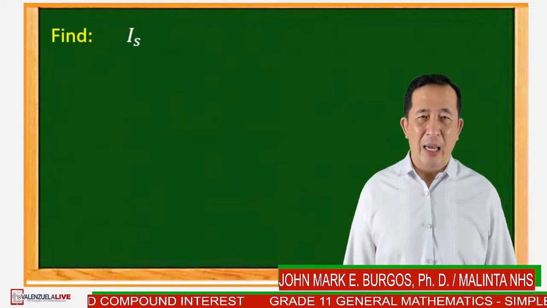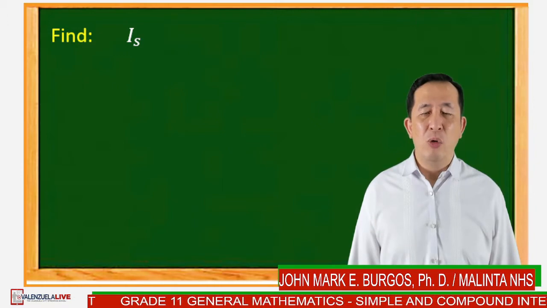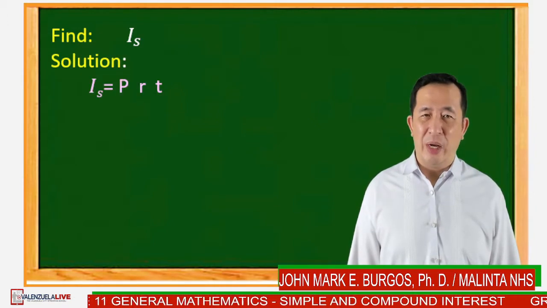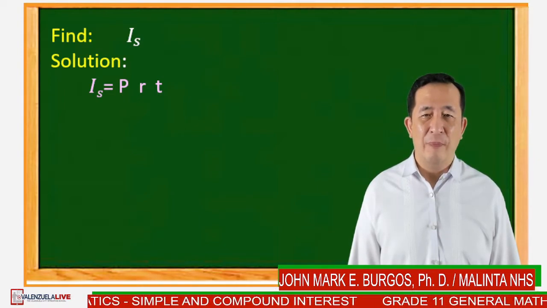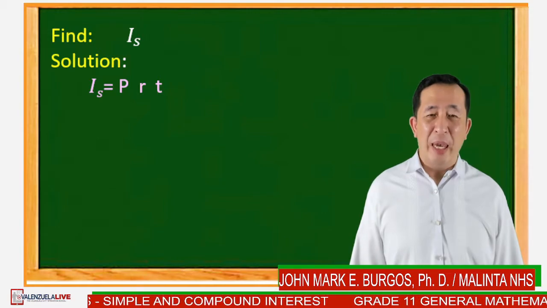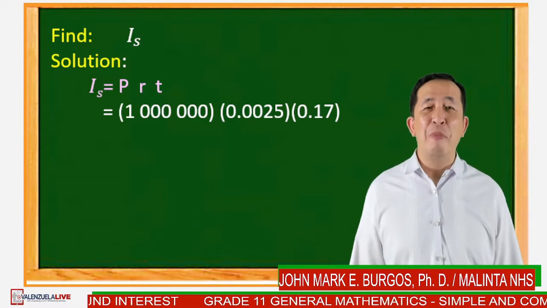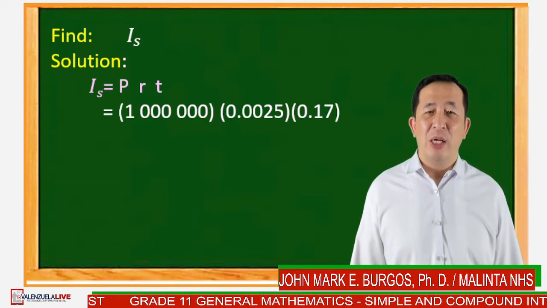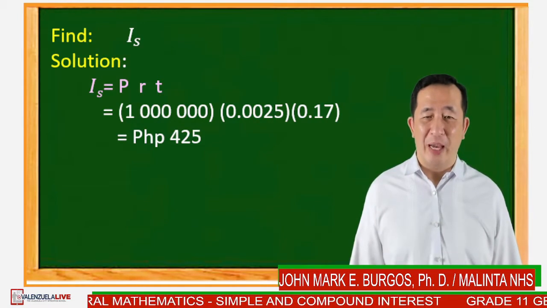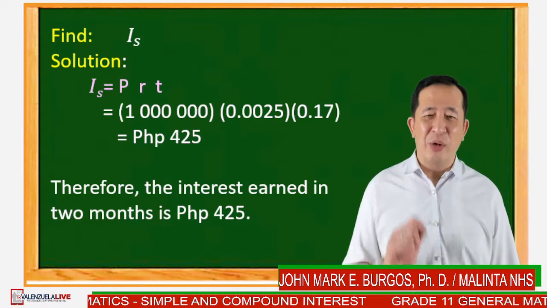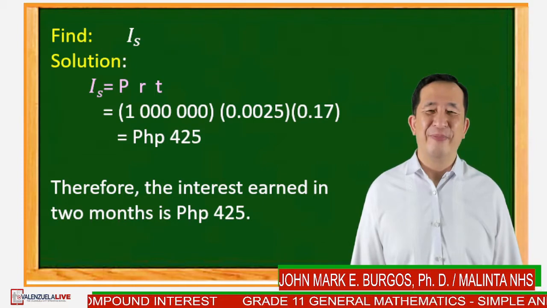Since the simple interest, or I, is being looked for here, we will use the formula I is equal to P times R times T. Substituting the values, we have 1 million pesos times 0.0025 times 0.17. The answer will be 425 pesos. Therefore, the interest earned in 2 months is 425 pesos.